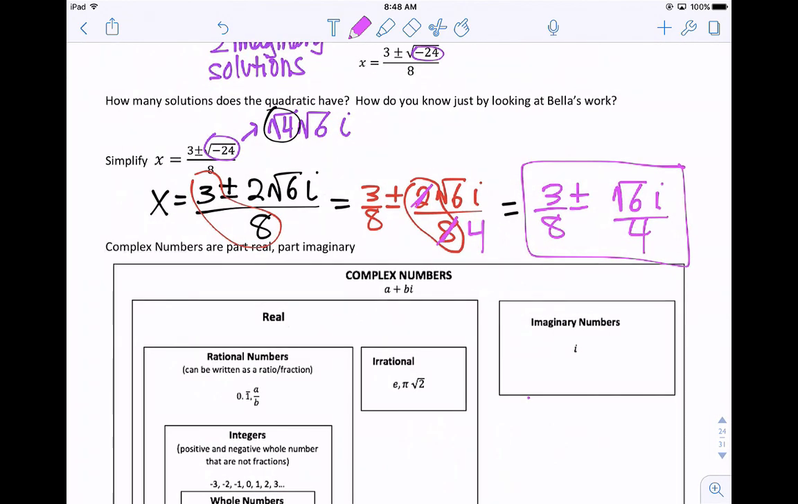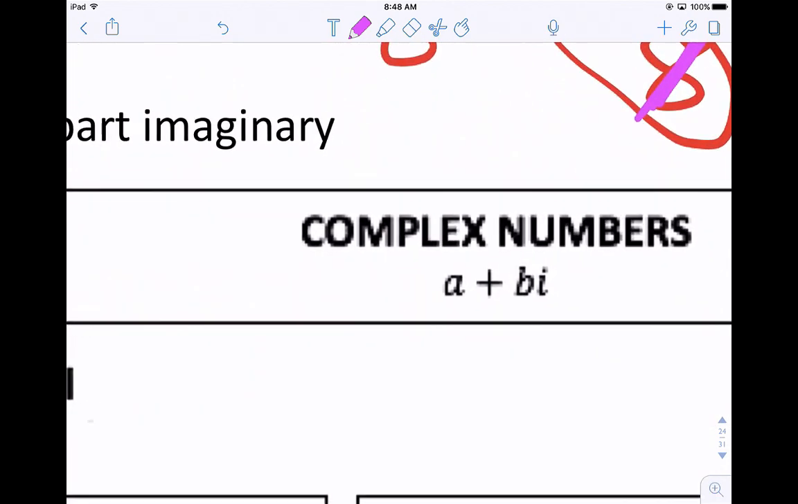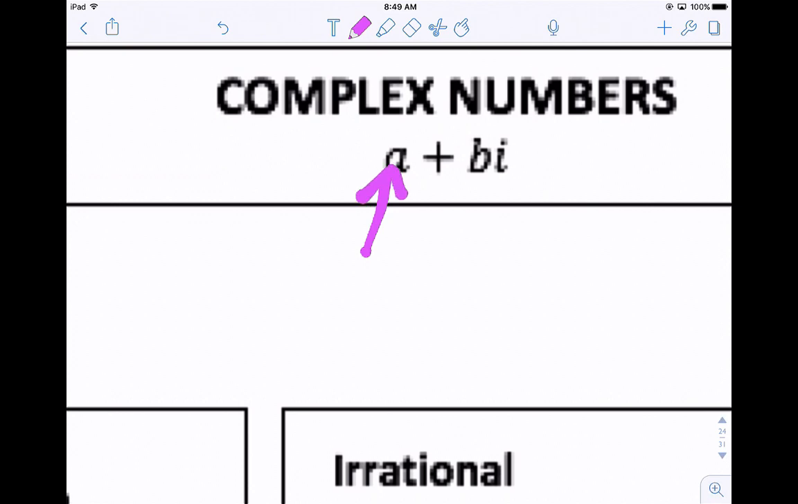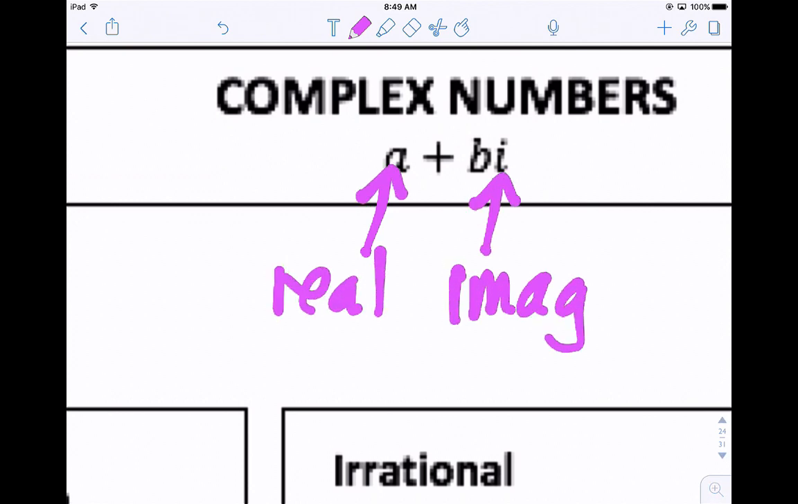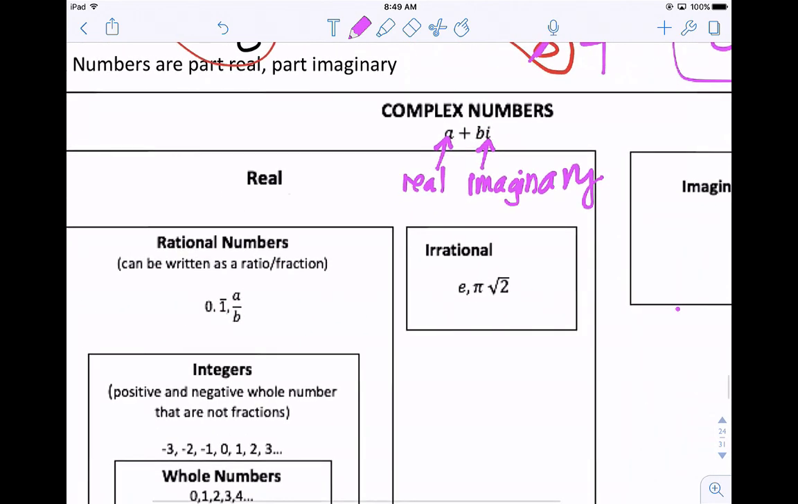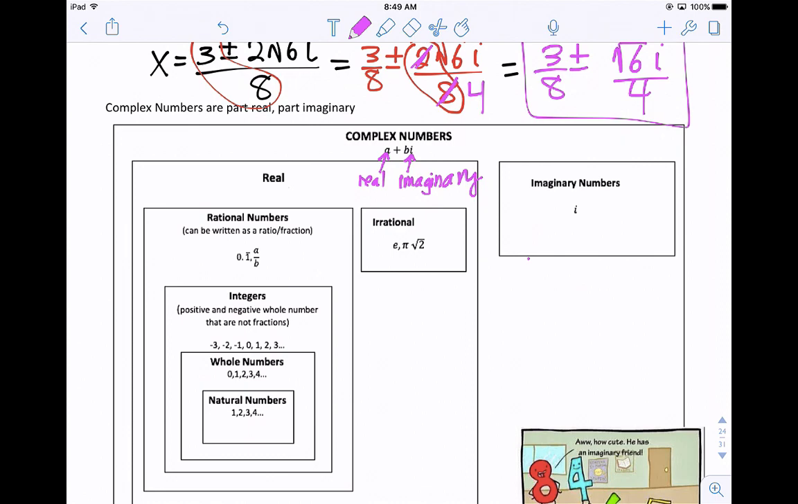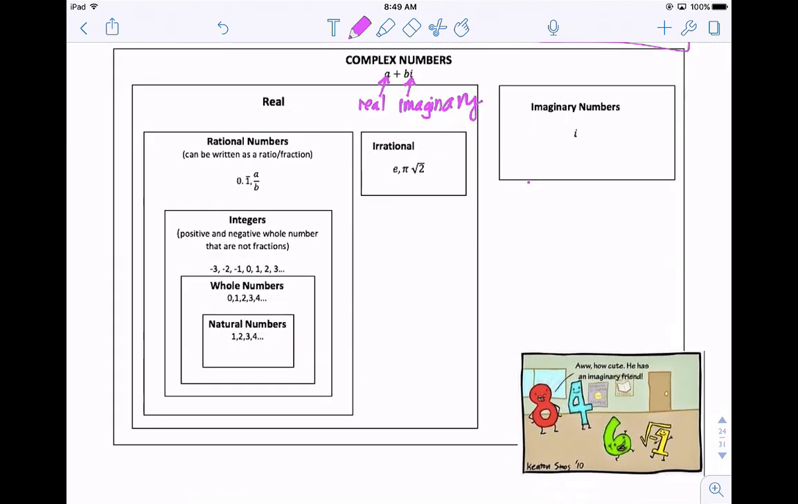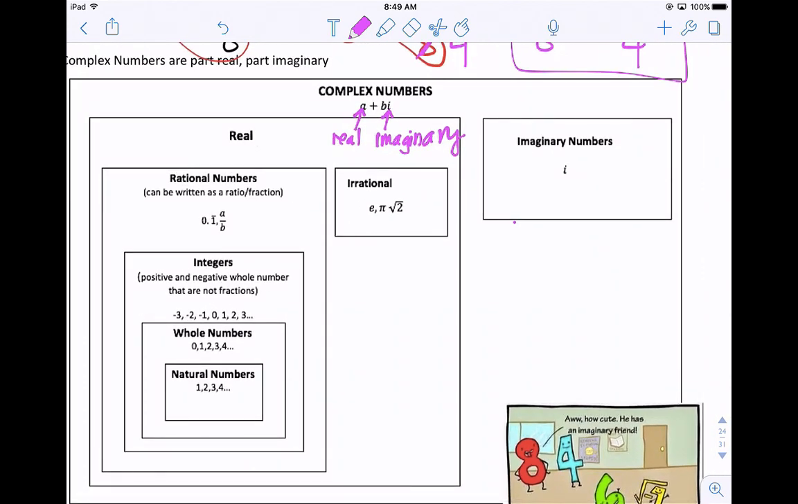If a number has an imaginary part, we call it a complex number. So a complex number has a real number, and we call that part a, so here's the real part. But then the part with the i is called the imaginary part. And if you have a real part and an imaginary part, this is called a complex number. And so where do complex numbers fit in?